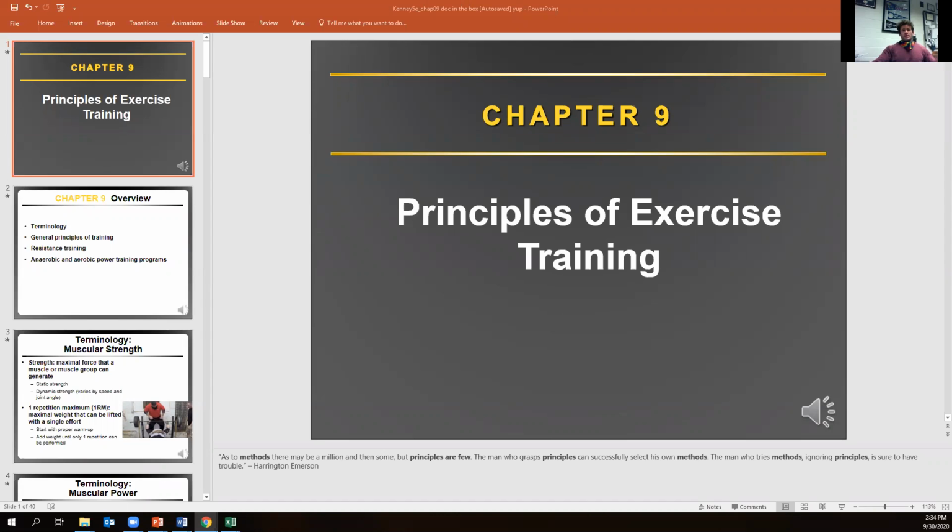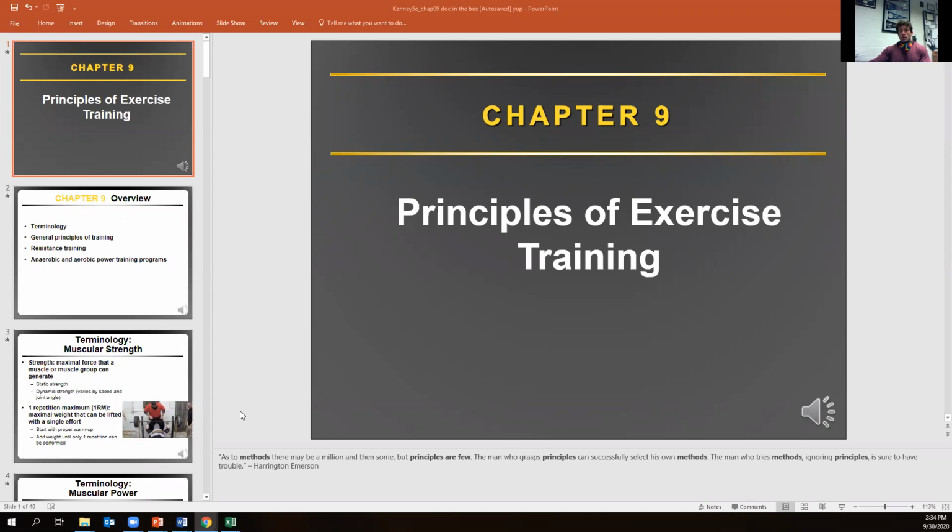So, principles of exercise testing. There's a nice little quote here at the bottom: as to methods, there may be a million and then some, but principles are few. The man who grasps principles can successfully select his own methods. The man who tries methods ignoring principles is sure to have trouble. By Harrington Emerson. And that's the big thing you need to focus on, which is that we understand the basic principles of training. We can apply them to any training program.